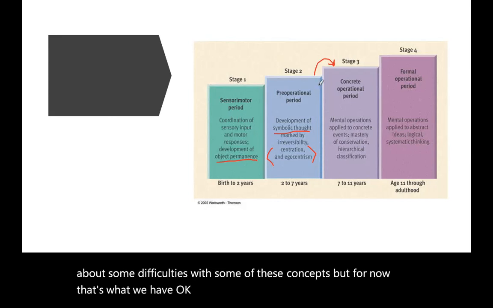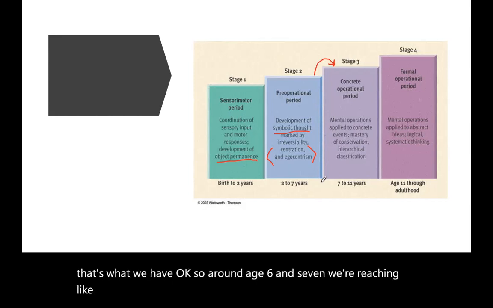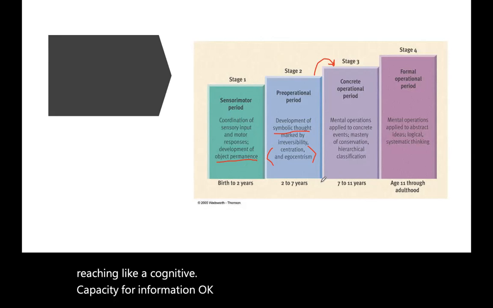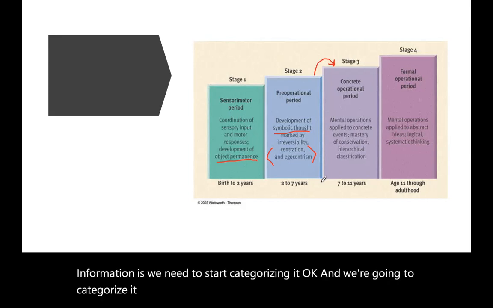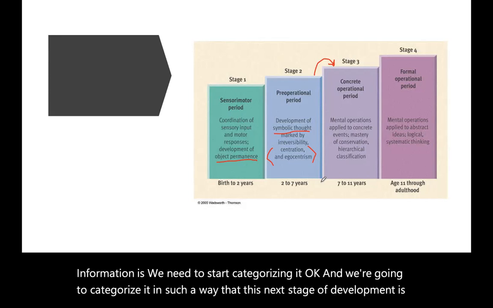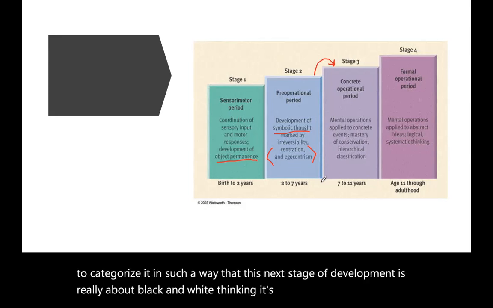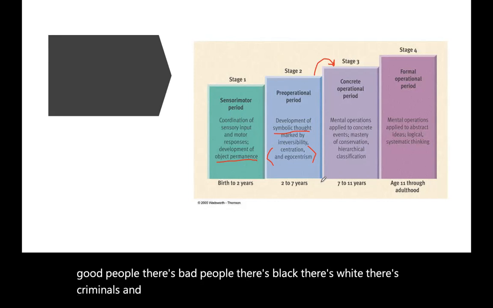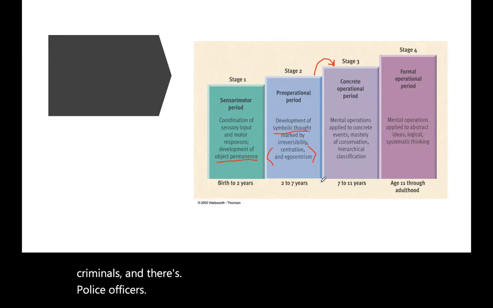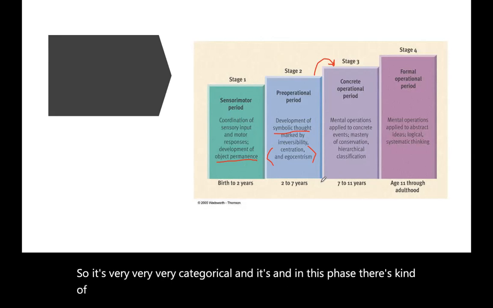So around age 6 and 7, we're reaching a cognitive capacity for information, okay? So what we need to do with that information is we need to start categorizing it, okay? And we're going to categorize it in such a way that this next stage of development is really about black and white thinking. It's about categories. There's good people, there's bad people. There's black, there's white. There's criminals, and there's police officers. So it's very, very categorical. And in this phase, there's kind of no gray in the world. And we'll get to that.